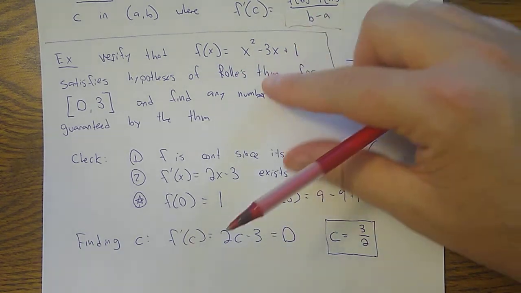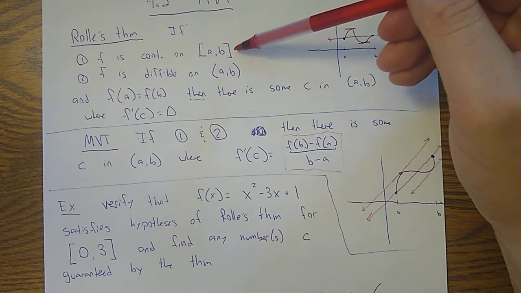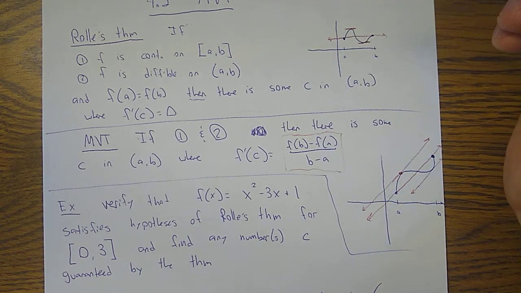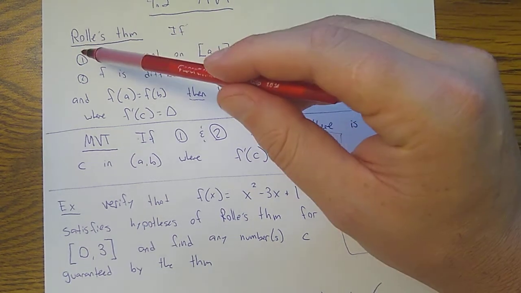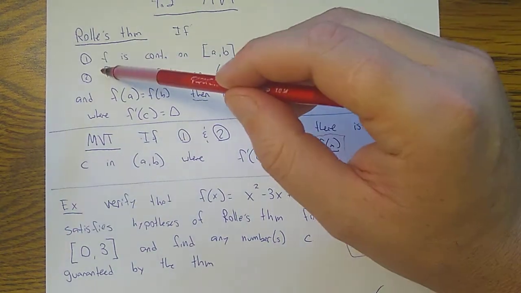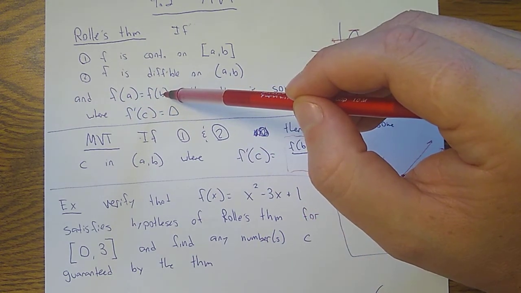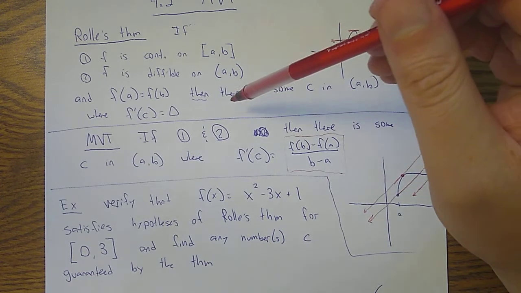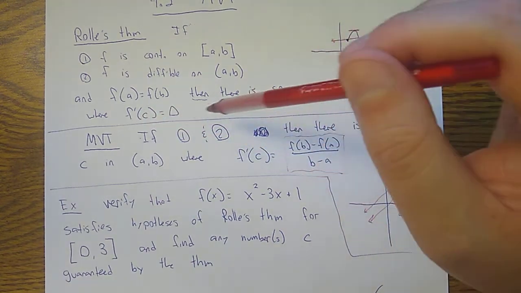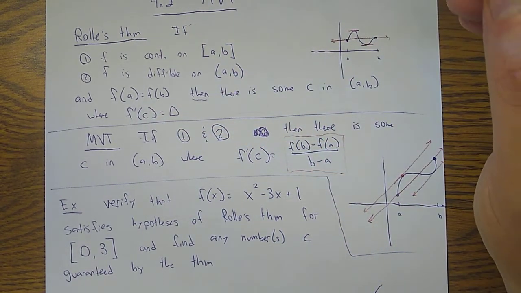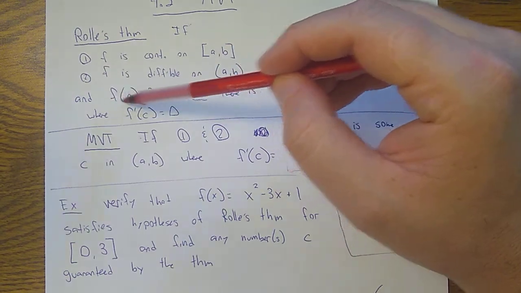So real quick, what are hypotheses? A theorem has hypotheses and a conclusion. The hypotheses are the assumptions. Hypotheses typically follow the word if. So this is a hypothesis, this is a hypothesis, and this is a hypothesis. The conclusion typically follows the word then. So the conclusion is that there exists some value of c such that f prime of c equals 0. So there are three hypotheses to Rolle's theorem. It's number 1, number 2, and this one that we didn't give a number.